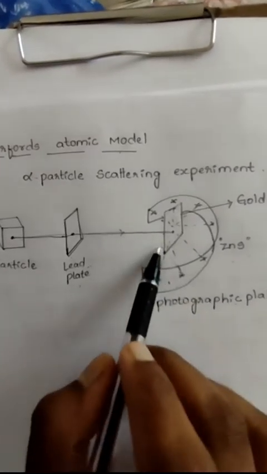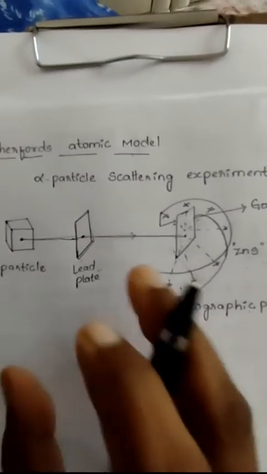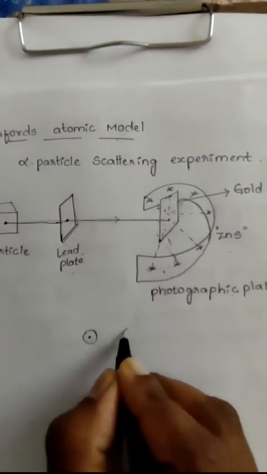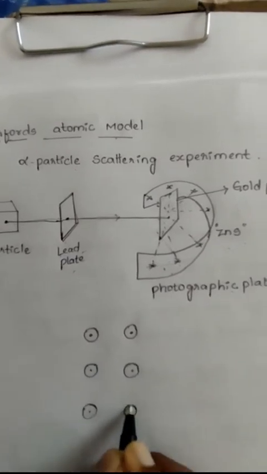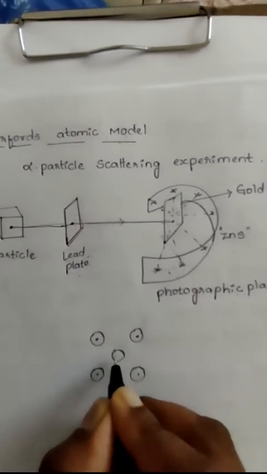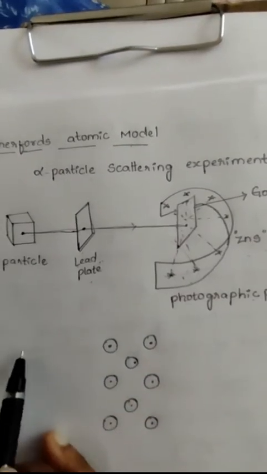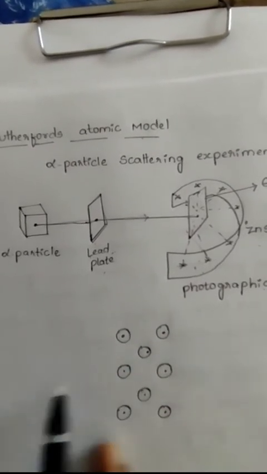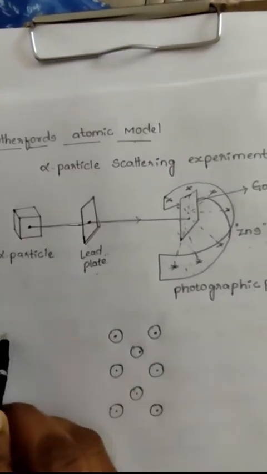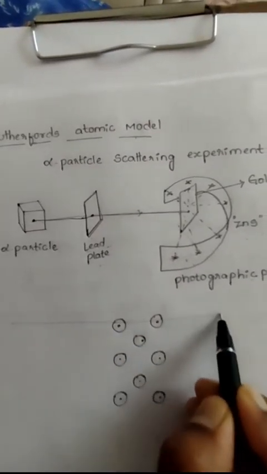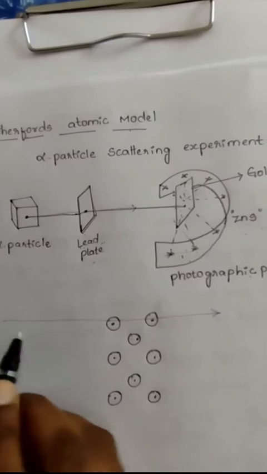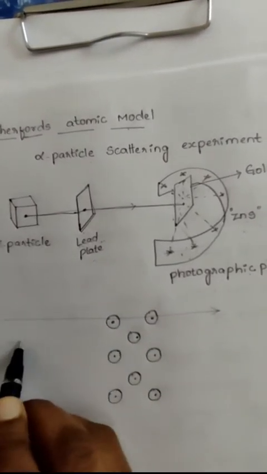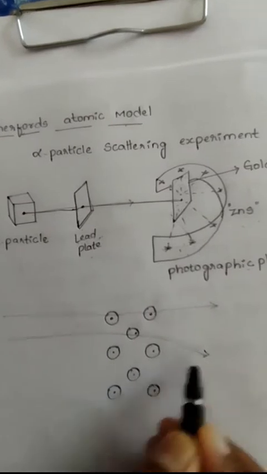See, this gold foil, let's zoom in on this part. Let's assume the gold foil is like this. The alpha particles are bombarded or made to be incident on this gold foil. These alpha particles move through this gold foil. Few of them move straight, some will be deflected.